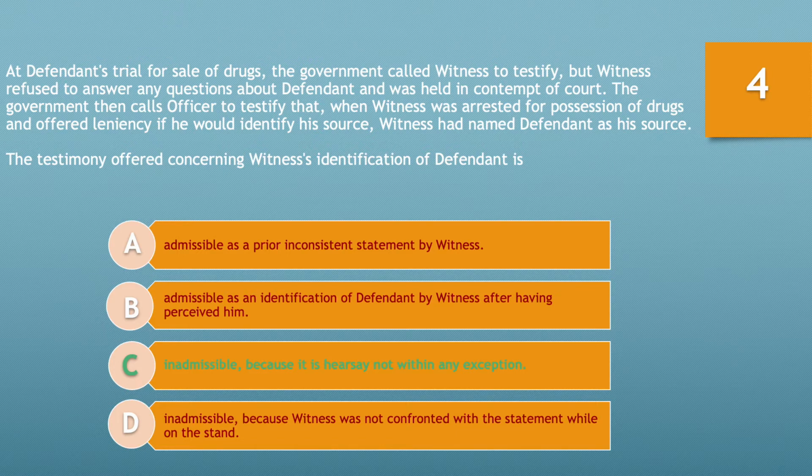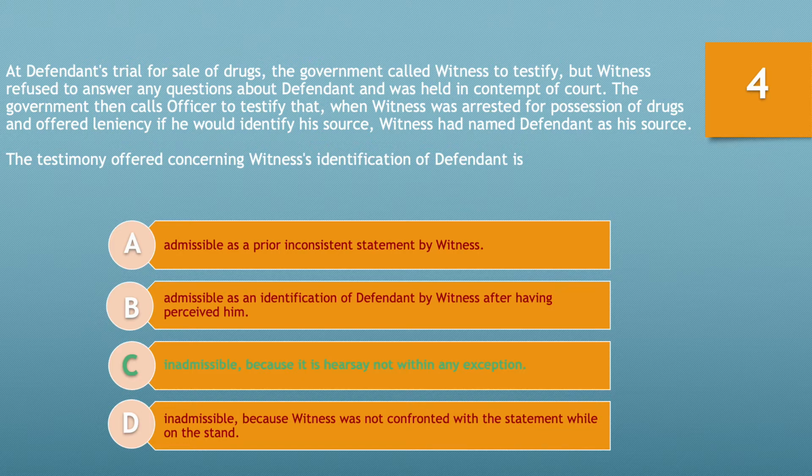Here, the testimony offered is witness's statement after being arrested. The statement is being used to prove the truth of the matter asserted, i.e., that defendant was in fact the source of the contraband that he had in his possession. This is hearsay and is inadmissible as a result. It does not qualify as a prior inconsistent statement because the statement was not given under oath. Therefore, the testimony offered concerning witness's identification of defendant is inadmissible because it is hearsay, not within any exception. In that analysis, we've already looked at option A as to the inconsistent statement by a witness, so we know that's incorrect.